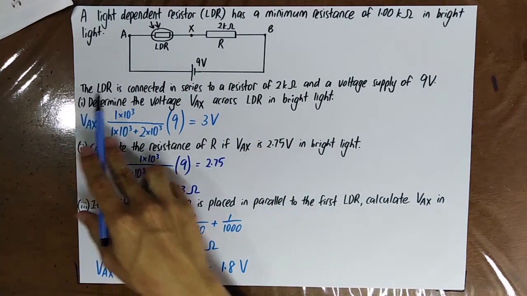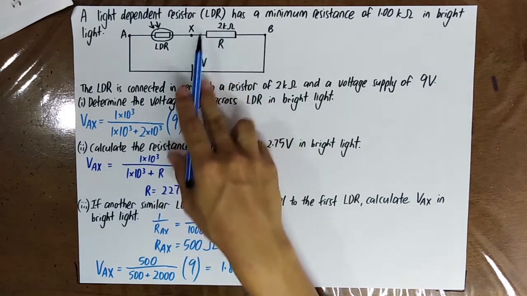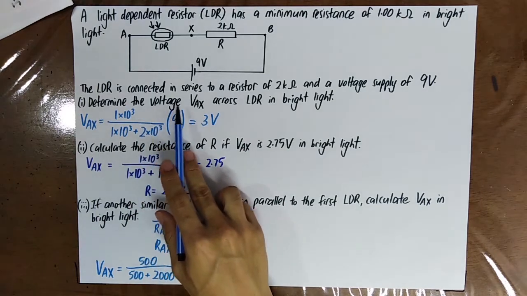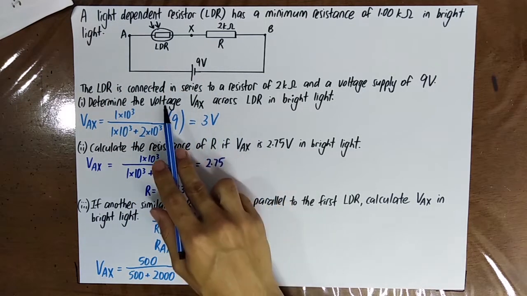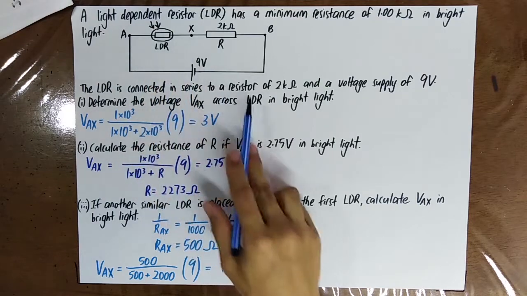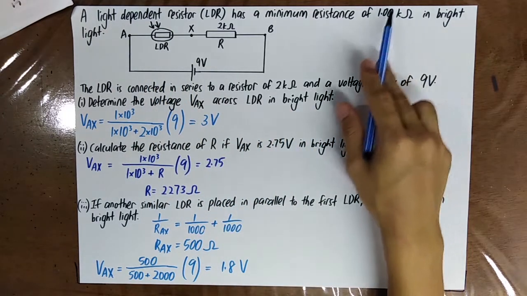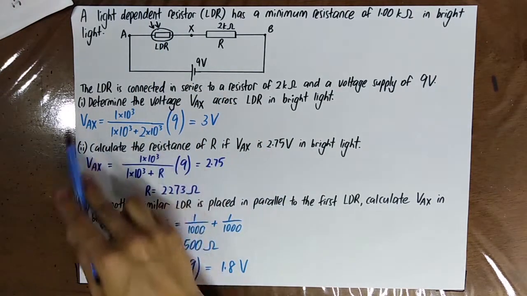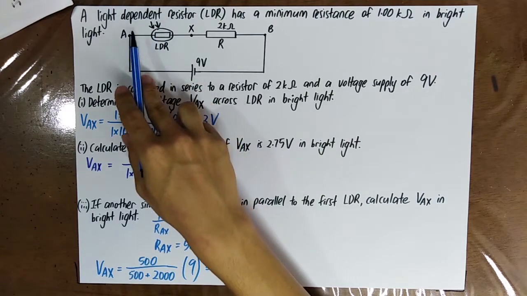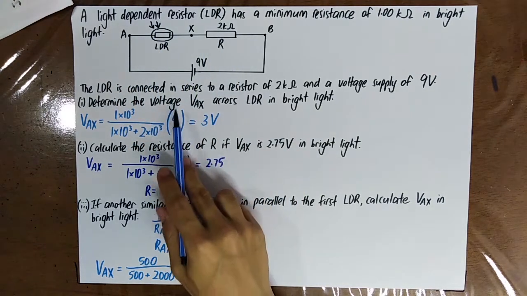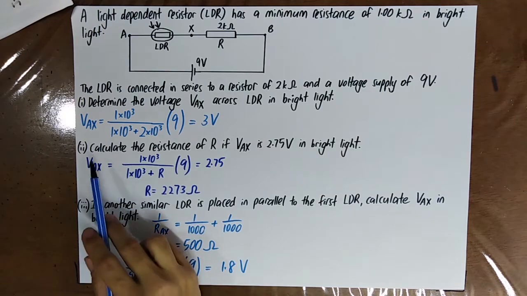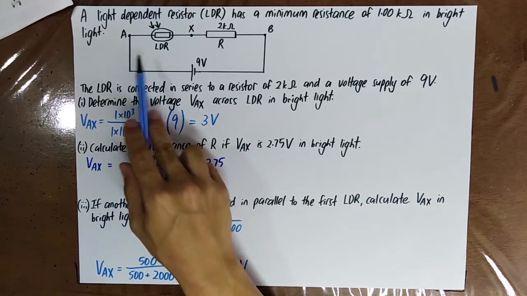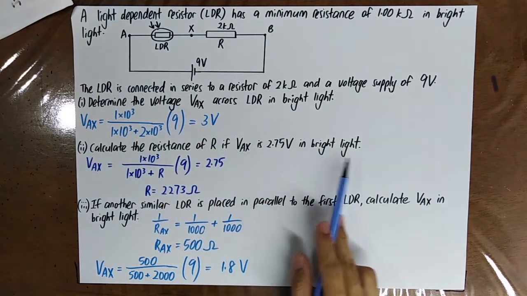Okay, so the LDR is connected in series to a resistor of 2 kilo ohm and a voltage supply of 9 volt. Please determine the voltage VAX, which is the potential difference across the LDR in bright light. Okay, you know that in bright light, the resistance of this one is 1 kilo ohm. So you use the potential divider formula. 1 over 1 plus 2 times 9 equal to 3. Okay, calculate the resistance of R, which is this one. If VAX is 2.75 volt in bright light.